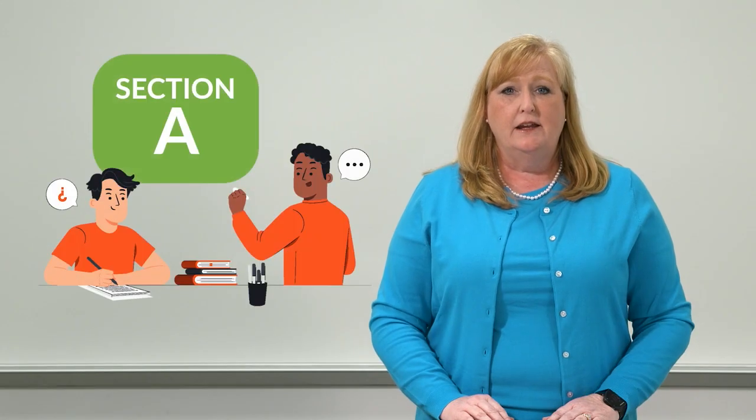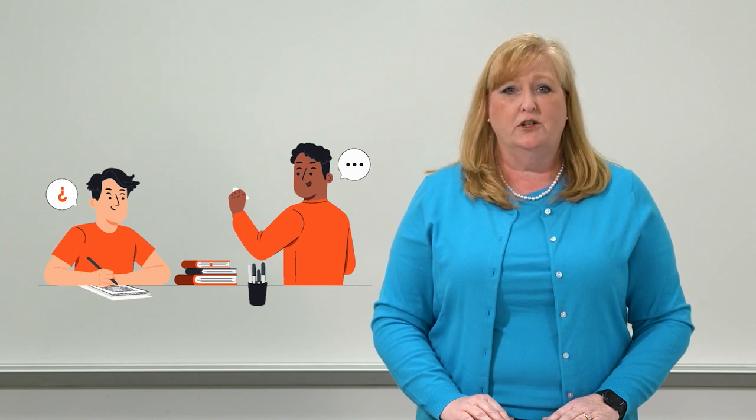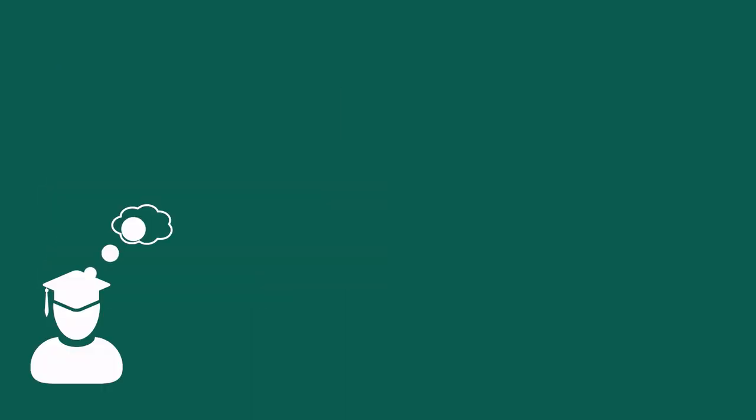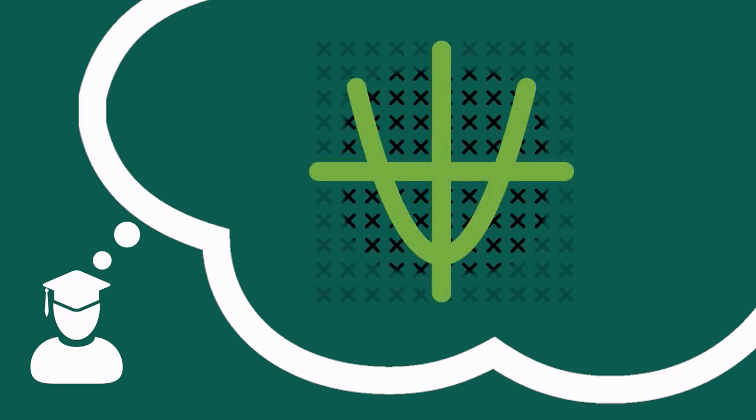In Section A, students primarily focus on the Readiness Standard 7A. This is where students graph quadratic functions and identify key features and attributes. To launch students into noticing the behavior of quadratic functions, they begin by looking at patterns that grow quadratically.